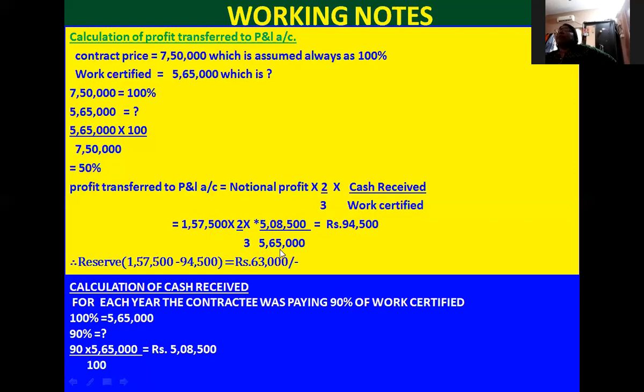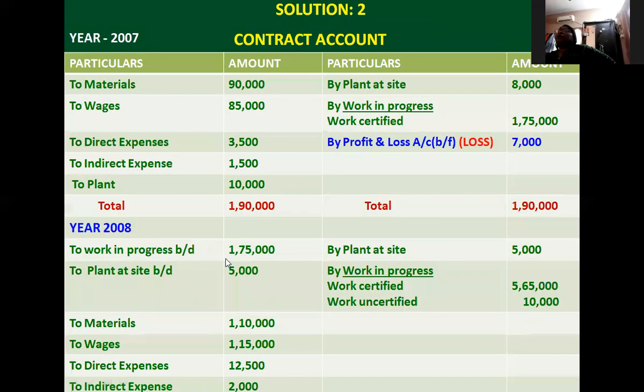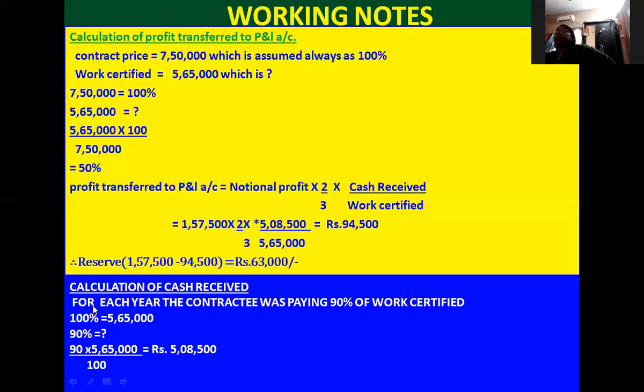divided by work certified 5,65,000. How I got the cash received as per the problem means, look at this calculation which is mentioned in blue color. Calculation of cash receipt. For each year, the contractee was paying only 90% of the work certified, which is mentioned in the problem itself. Just look at the problem, the second line. The contractee paying 90% of the value of the work certified only is given. So based on the information only, I mentioned over here, for each year, the contractee was paying 90% of the work certified. So 100% of 5,65,000.